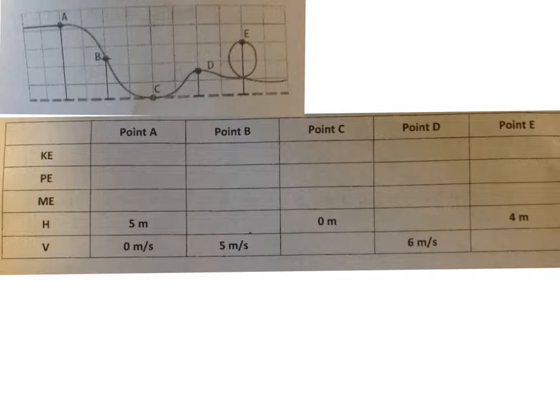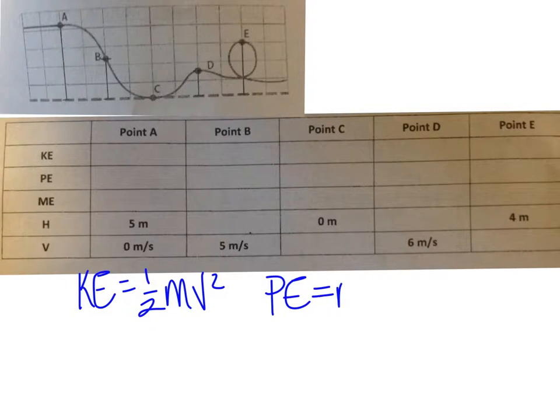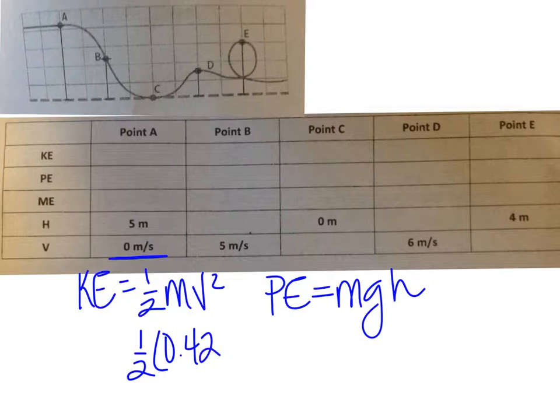So the two formulas you're going to use for that are KE equals 1/2 mass times our velocity squared, and then our potential energy will be mass times our acceleration due to gravity times our height. So for our kinetic energy, we'd have a velocity of 0. So it'd be 1/2 times our mass, given to us in the question, 0.42 kilograms, and then our velocity is 0 squared. You might have already figured out that when you plug in 0, your answer is going to be 0. So your kinetic energy, when you solve all that, is going to be 0 joules.